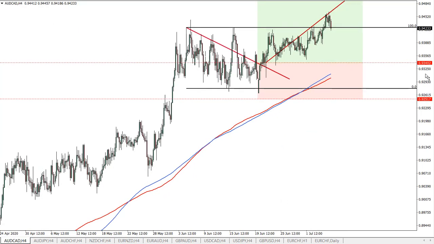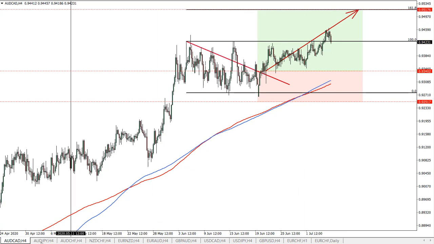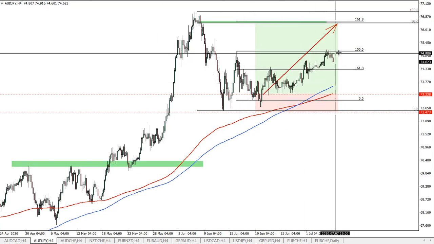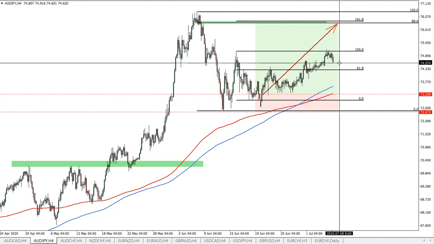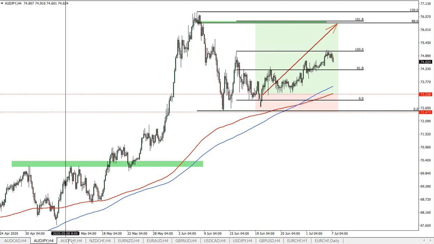Australian Canadian dollar steadily moving up towards the key resistance. Australian Japanese yen, same, slowly but steadily. Now we see the pullbacks on most Australian dollar pairs, which could provide some opportunity.